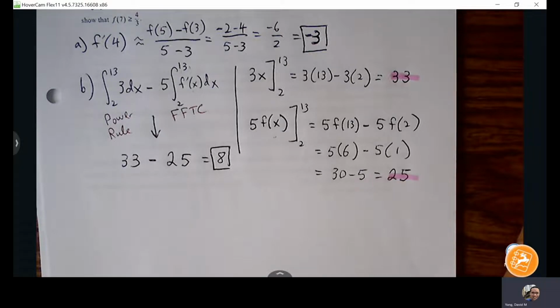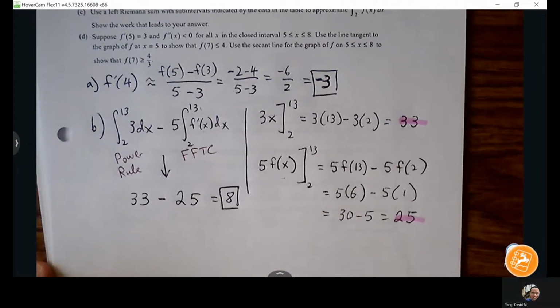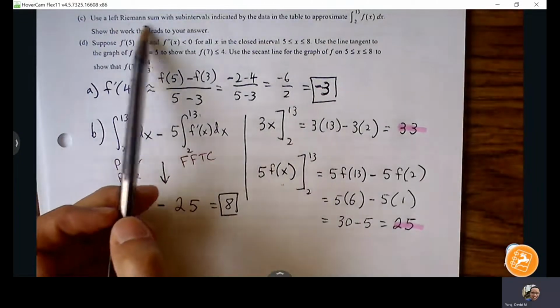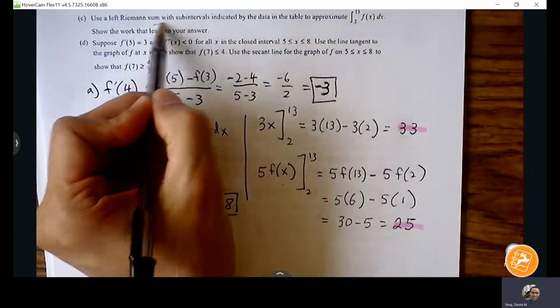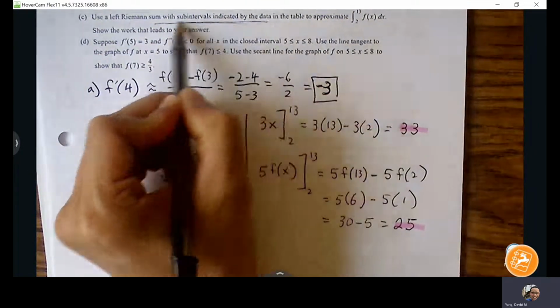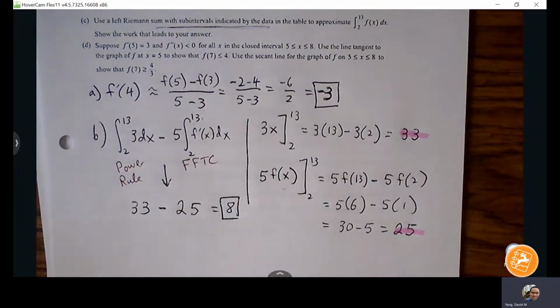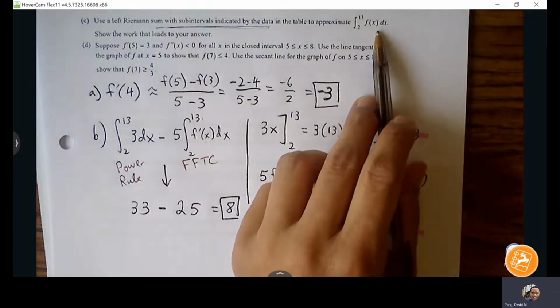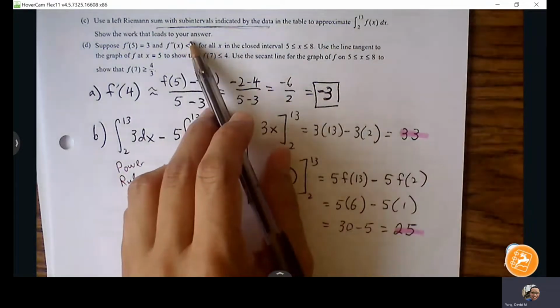Okay, questions there? Right, part C, use left Riemann sum with all the subintervals that are provided in the data to approximate the definite integral from 2 to 13 of f of x dx. Show the work that leads to your answer.